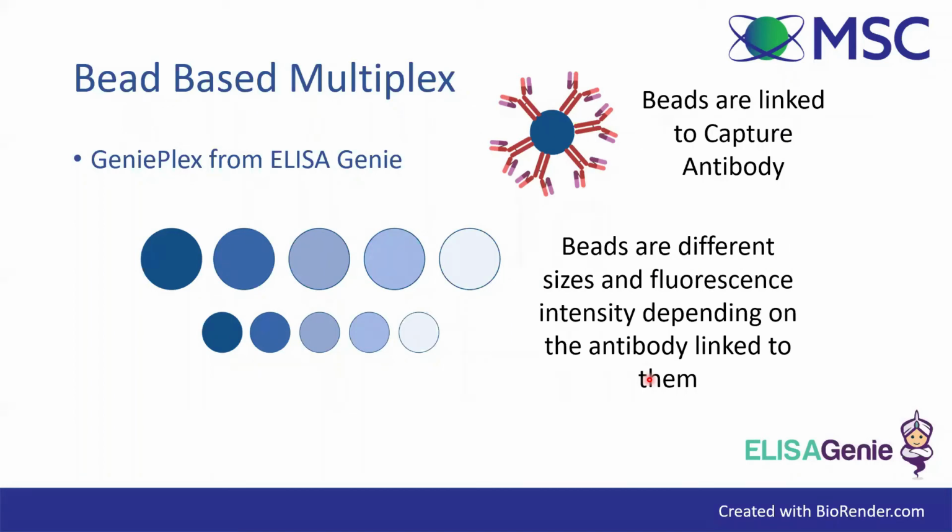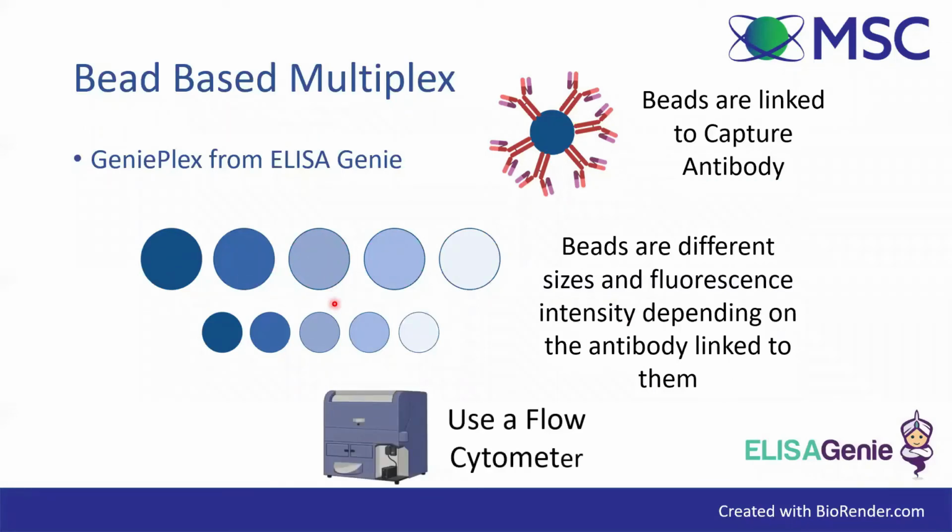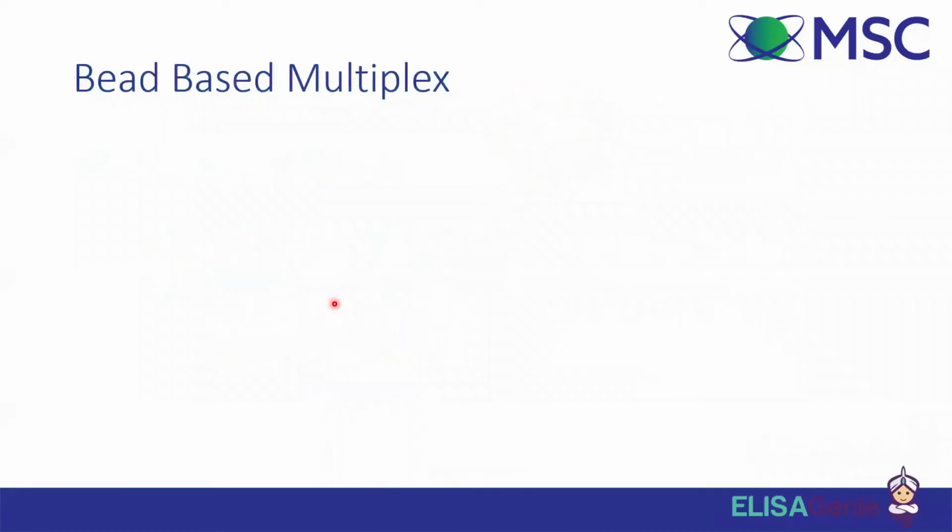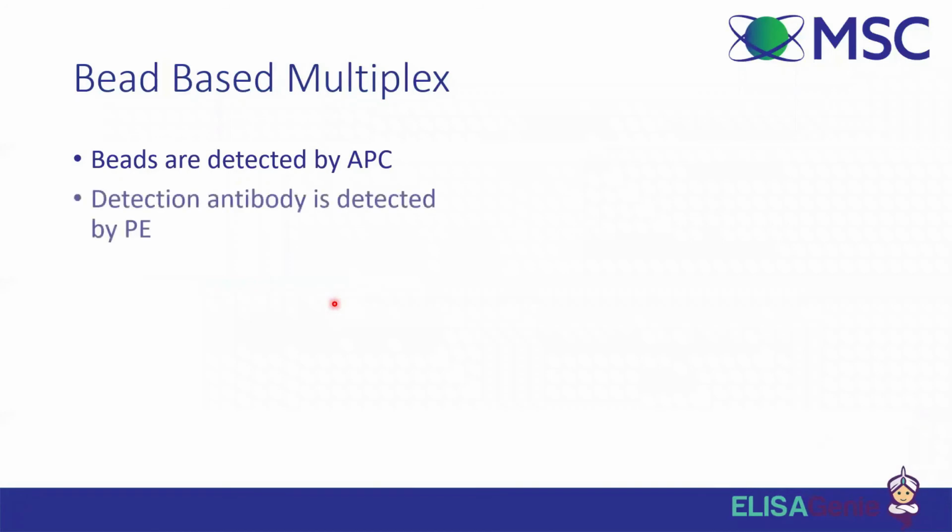The fluorescence intensity varies in them. They can be detected by APC, and the intensity depends on which target molecule you're looking at. For example, this could be TNF alpha, this could be IL-6, this could be IL-10. It depends on the fluorescence intensity, and then you use a flow cytometer to measure these. So like I said, the beads are detected by APC, and then the detection antibody, which I didn't show in the previous representation, is detected by PE.